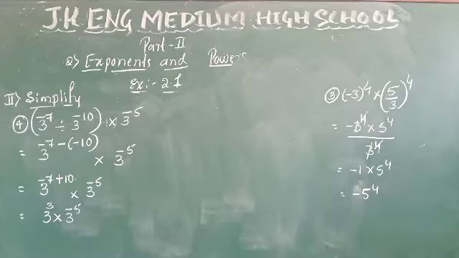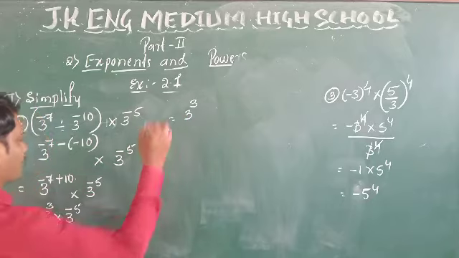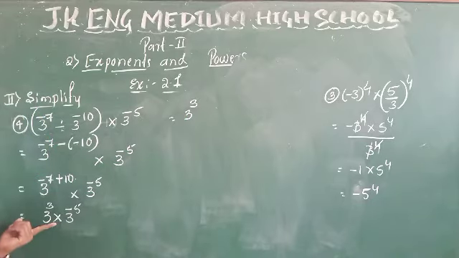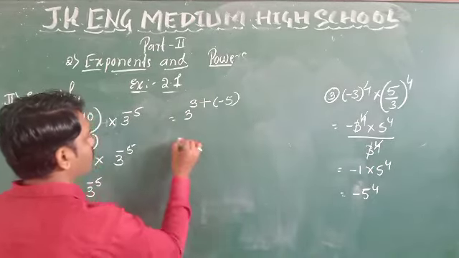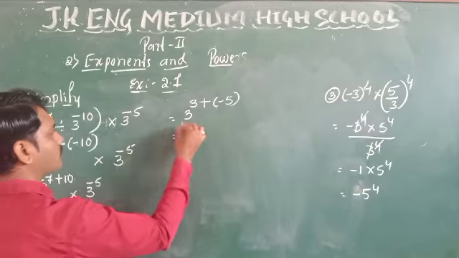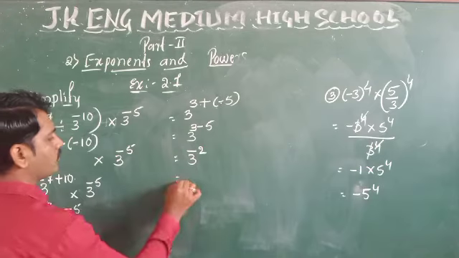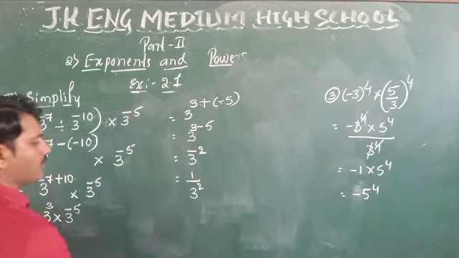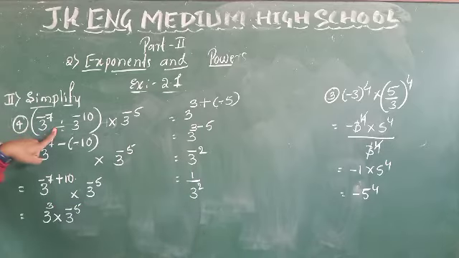Next one, I'll continue here. 3 to the power 3, into is there. What do we have to use? Plus. And the remaining minus 5. 3 to the power 3 plus minus 5. 3 to the power how much? Minus 2. 1 divided by 3 to the power 2. So this is your final answer. Here I have applied law of exponent number 2. Here I have applied law of exponent number 1.